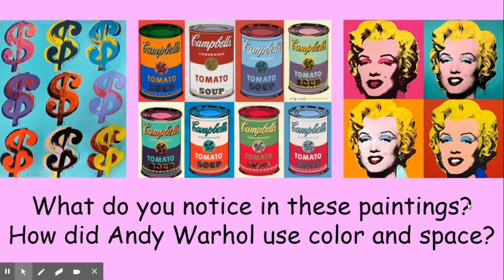So let's take a look at these three paintings. And I want you to think about, what do you notice in these paintings? Particularly, how is Andy Warhol using color and using space? Okay, so let's think about color first. We see one realistic Campbell's soup can. But what about the rest of them?